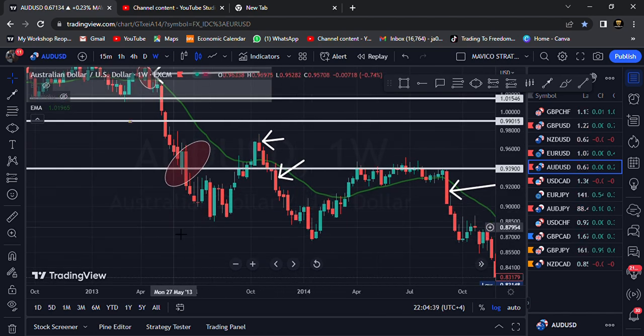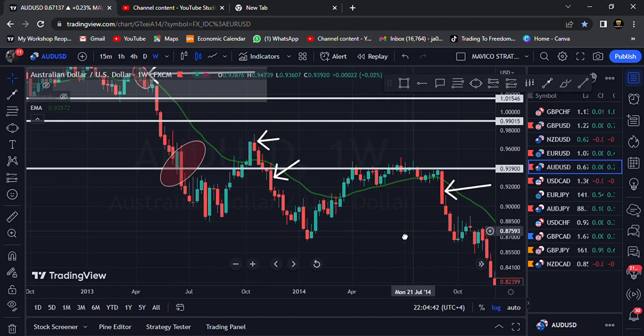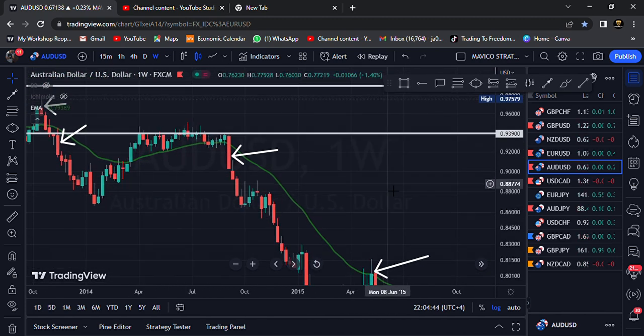Hold your trade, get out at the right time, get in at the right time using candlesticks and the moving average with the reversal signals.